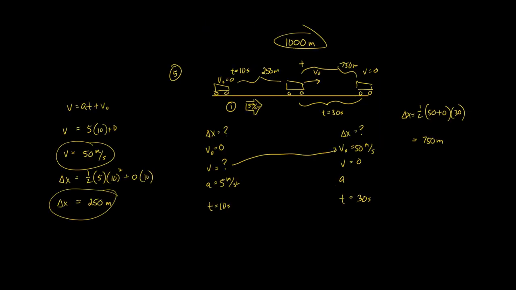Sorry, everybody, this is problem number 5. Didn't record it, but I'll say that the final velocity in the first interval becomes the initial velocity in the second interval. Total distance 1,000 meters. Good enough.